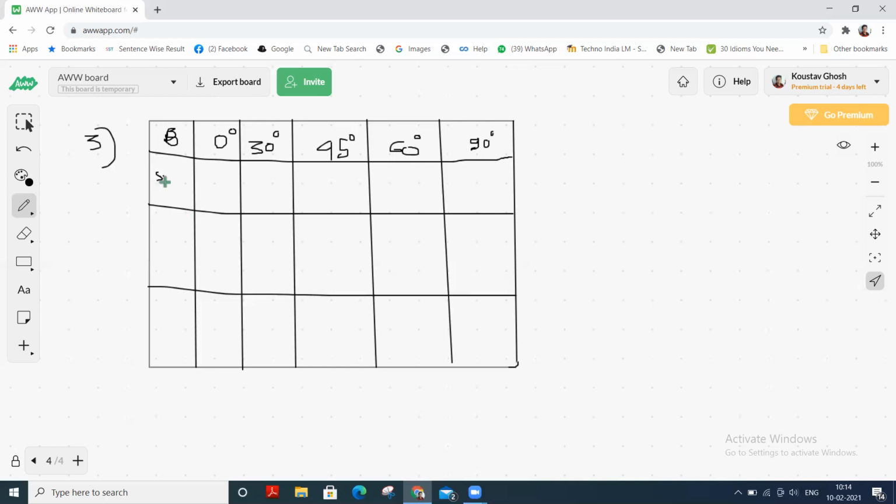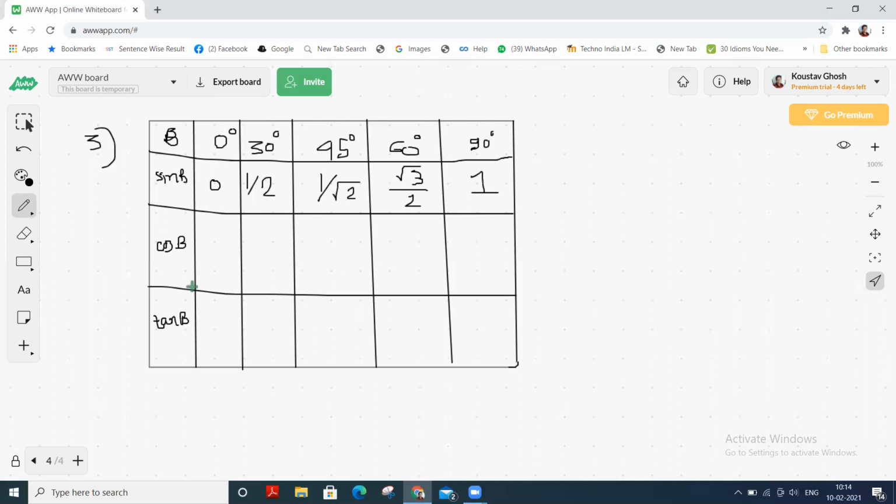So first of all, sine B, this is cos B, and this is tan B. Put the values, these angles, in place of B. Sine 0 is 0. Sine 30 is half. Sine 45 is 1 by root 2. Sine 60 is root 3 divided by 2. And sine 90 degree is 1.